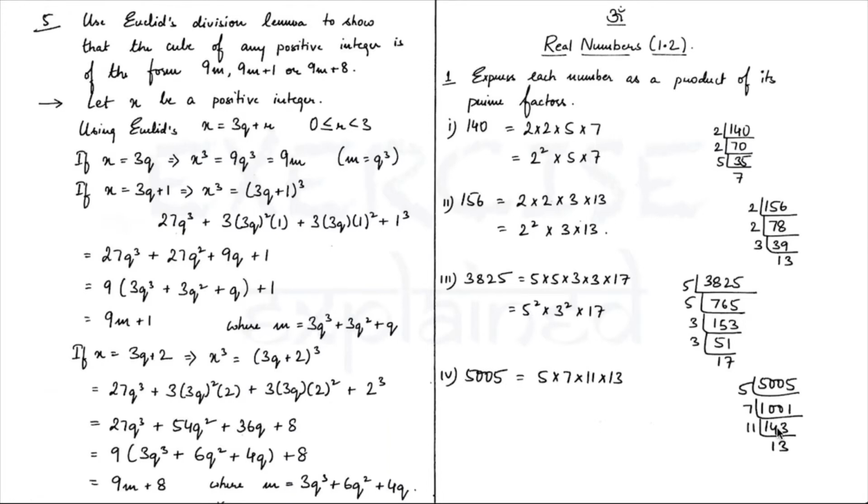Now 143 is not divisible by 7 also, it's not divisible by 3 also, it is not divisible by 2 also.